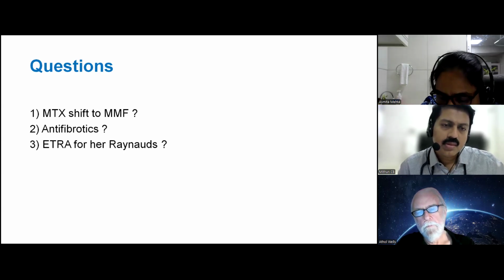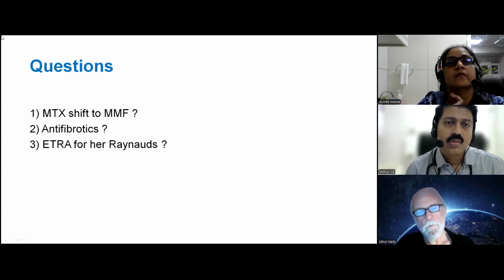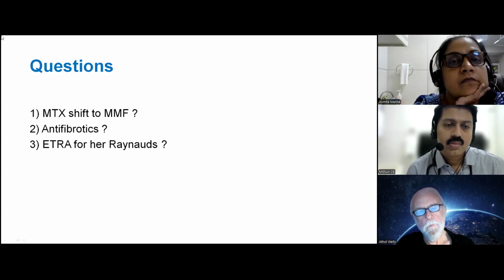Actually, he was to join today, but he's down with fever, so he couldn't join himself. But rituximab with MMF is an option, Mithun. Yes, definitely. I'll keep that in mind. And cyclophosphamide, if she's rapidly progressing, I see both her joints and her lungs are involved. Okay. In that case, rituximab plus MMF will be better. Cyclophosphamide may not take care of the arthritis part.